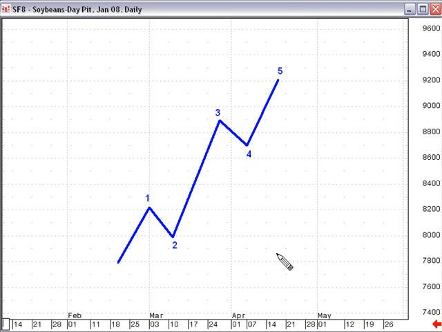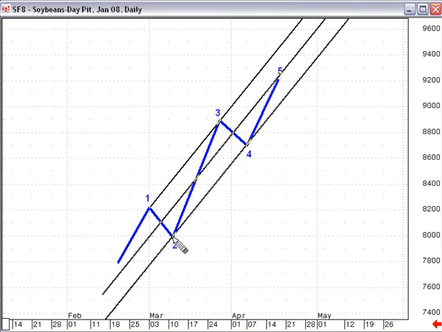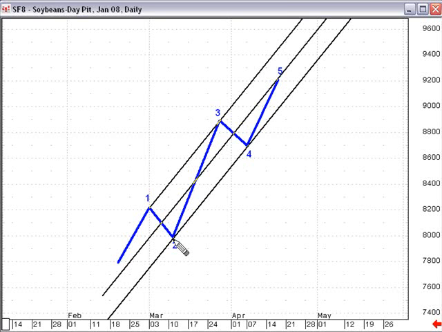The temporary channel is simply drawn by connecting the extremes of waves 1 and 3, and then taking a parallel of that line off the extreme of wave 2. Now, what this will do, more often than not, is identify support for wave 4. On occasion, price action in wave 4 will penetrate this lower boundary line, and that is what is considered throw under.